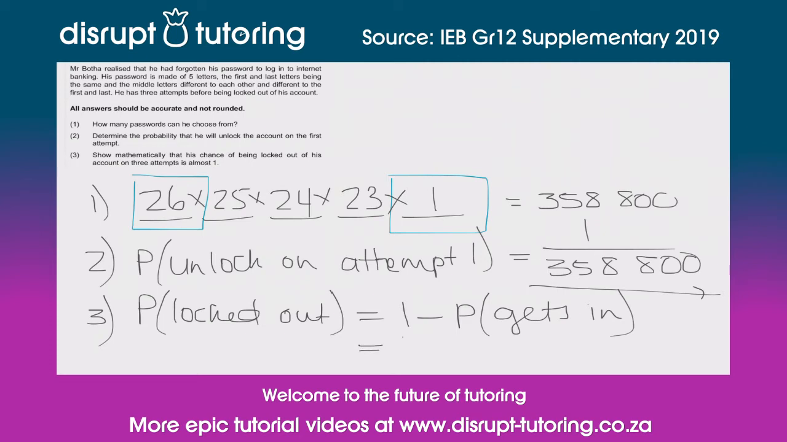So that's going to be 1 minus, and we know if he gets it on the first attempt, it's 1 over 358,800. So that's the probability of him getting in on the first attempt. If he doesn't get in on the first attempt and he tries again, it's going to be a probability of 1 over 358,799 because he's already tried one option. So he has to remove that option from the rest.